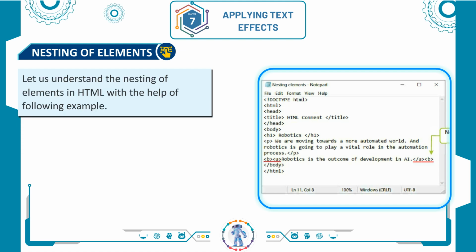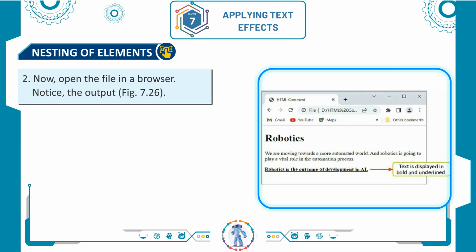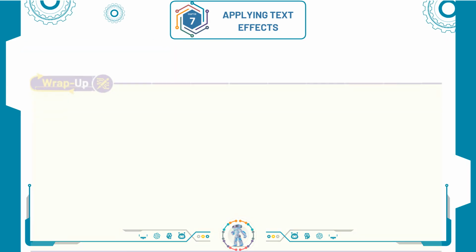Let us understand the nesting of elements in HTML with the help of the following example. 1. Type and save the HTML code in Notepad, Fig. 7.25. 2. Now open the file in a browser. Notice the output, Fig. 7.26.